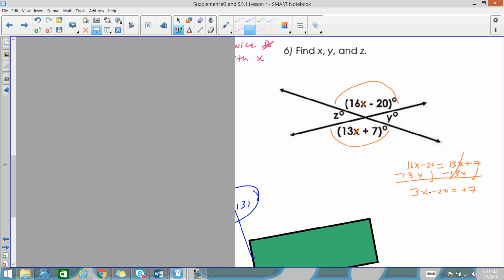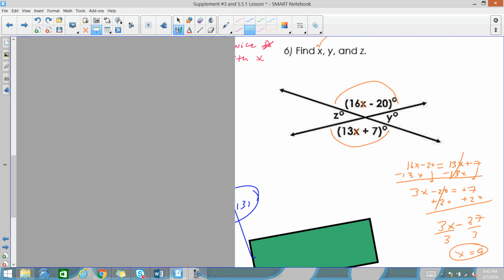All right, and now that we have our one variable combined, now we move our addition and subtraction. So I'm going to move this minus 20 over by adding it. And I'm going to get 3x equals 27. And then I'm going to divide by 3, and I get x equals 9. All right, x equals 9. Lovely. Now, just like the last problem, x equals 9. Check. You got it off the list.